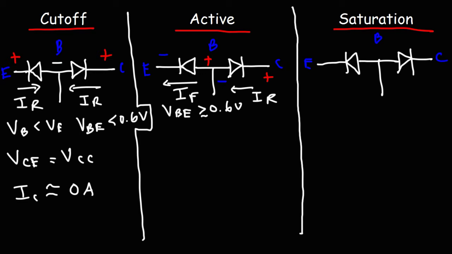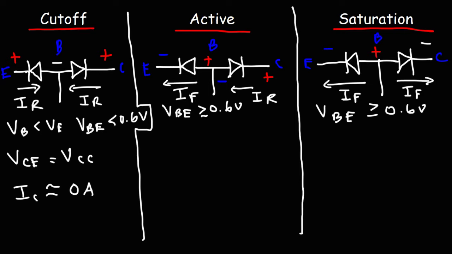Now let's talk about the saturation region. In the saturation region, the potential of the base is still greater than the potential of the emitter. So VBE is still equal to or greater than 0.6 volts. So this is in forward bias mode. Now, in the saturation region, the base has a higher potential than the collector. So current is going to flow from a high potential to a low potential. So therefore, the collector base region is also in forward bias mode.